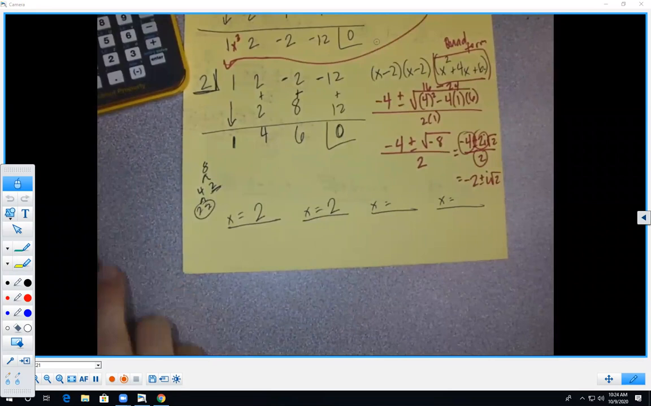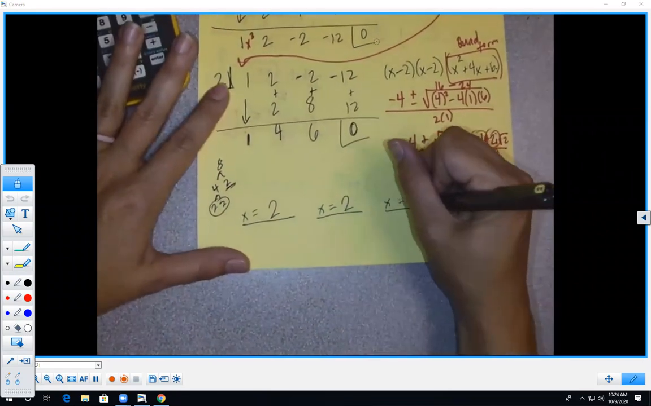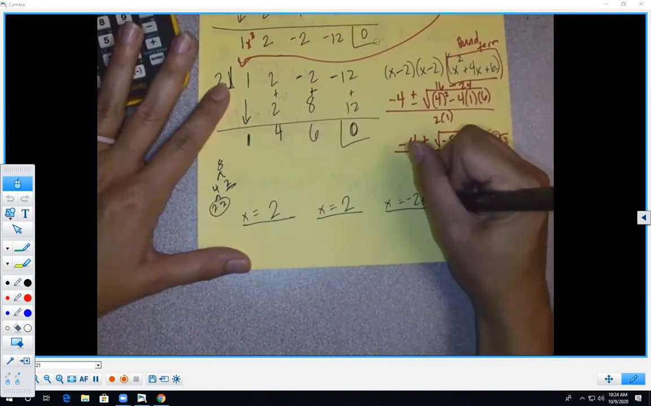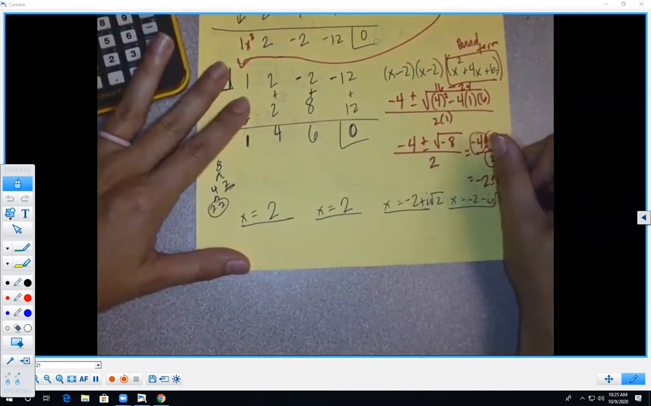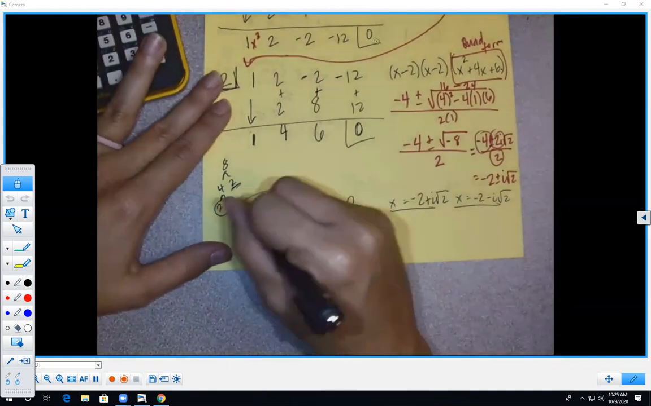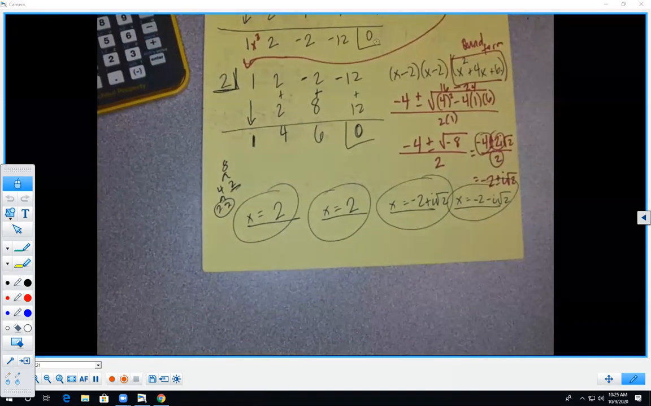So those are my other two answers that I could not see on my graph. -2 plus i times the square root of 2. -2 minus i times the square root of 2. So that's your 4 different answers there.